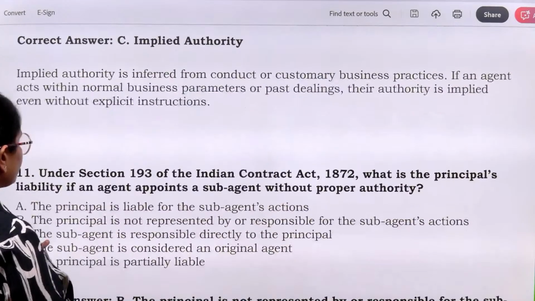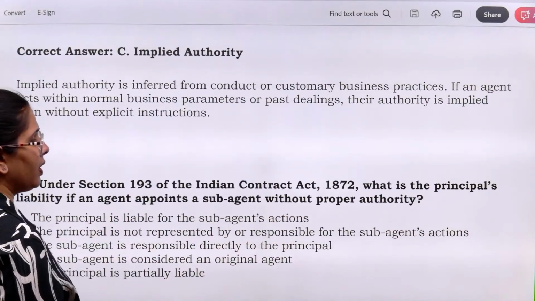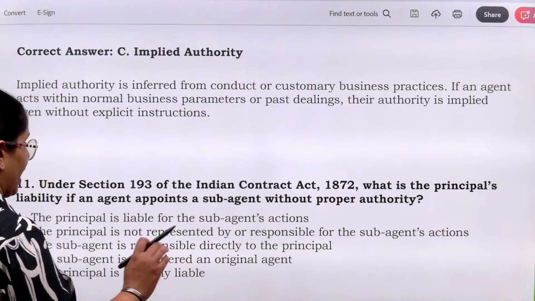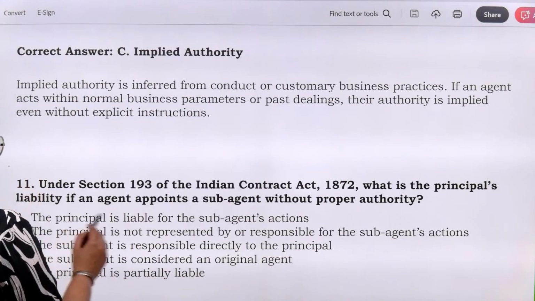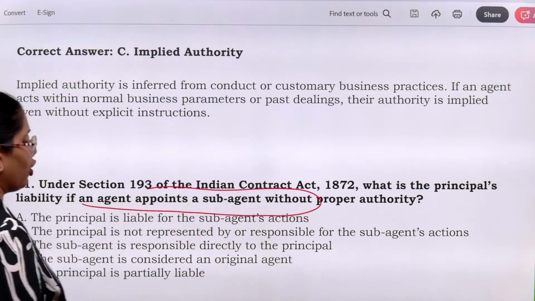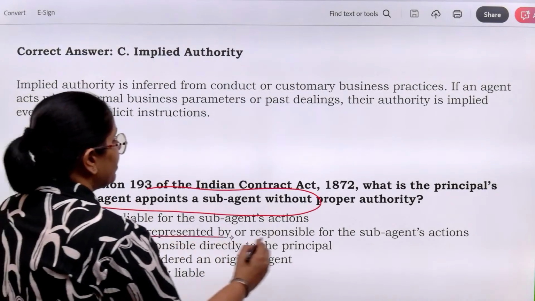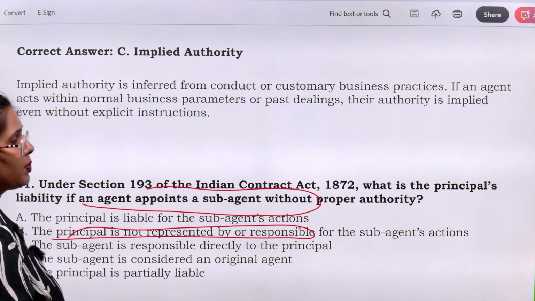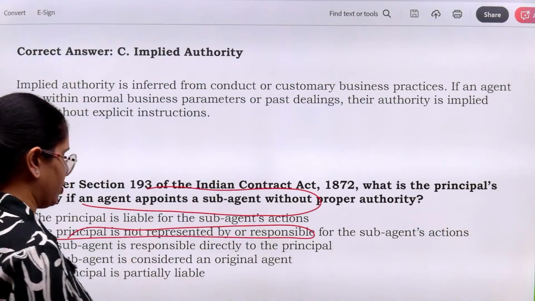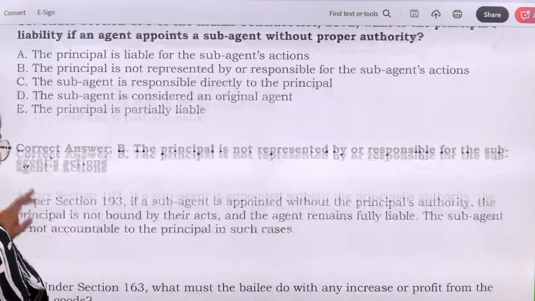Next, under section 193 of the Indian Contract Act, what is the principle of liability? If an agent appoints a sub-agent without proper authority, the principal is not represented by or responsible for the sub-agent's action because the principal was not consulted enough.